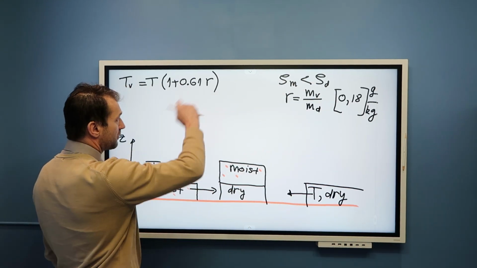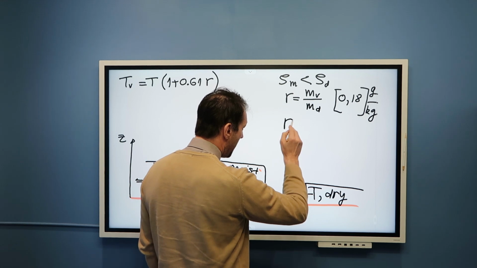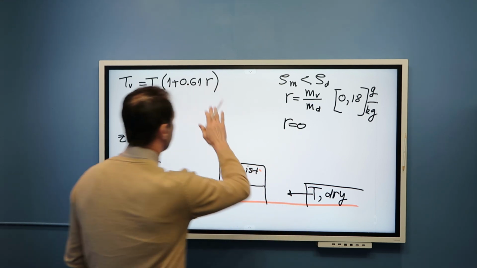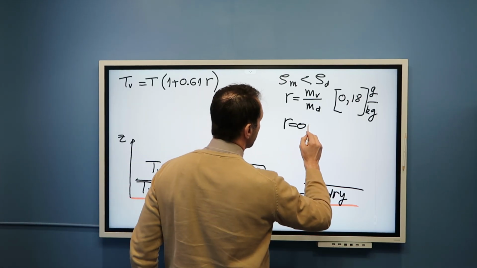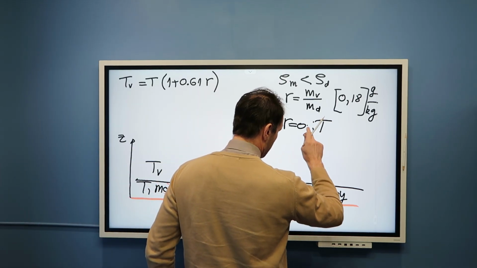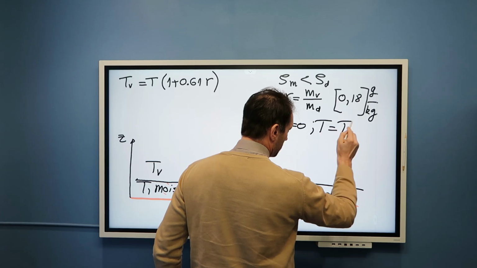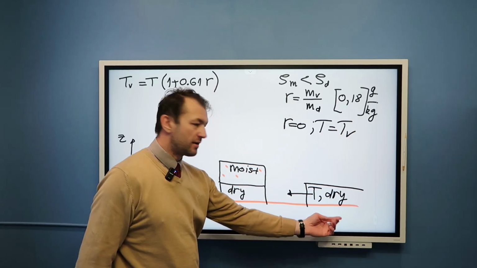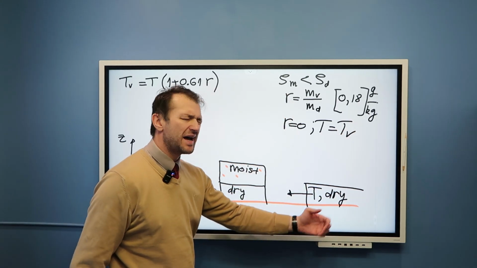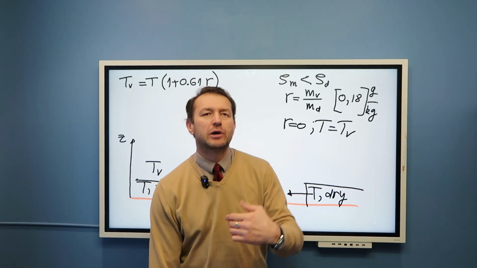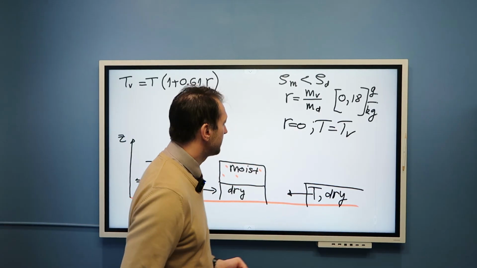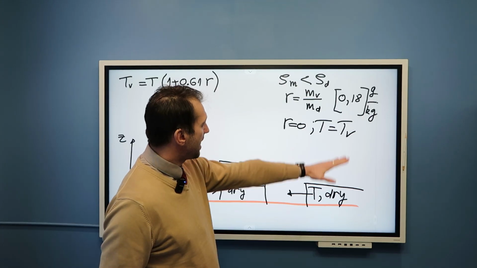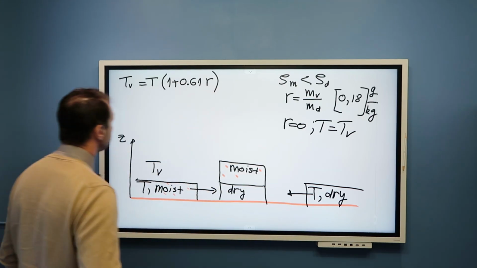So you can see from this equation, if R is equal to 0, if the parcel of air is perfectly dry, then temperature is equal to virtual temperature. And that's what I told you here. When the parcel of air is perfectly dry, is air ever perfectly dry in the atmosphere? Not really, but we can use it in this concept as it is. So if the air is dry, temperature is virtual temperature.